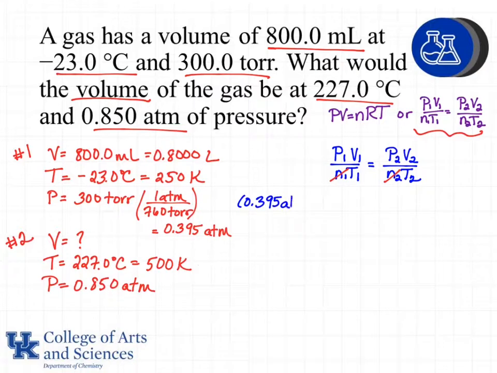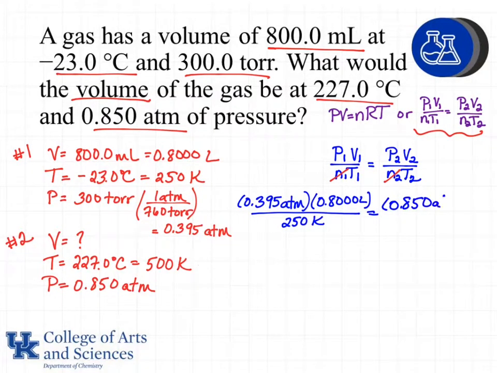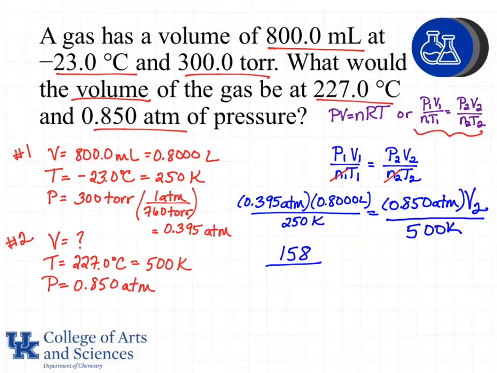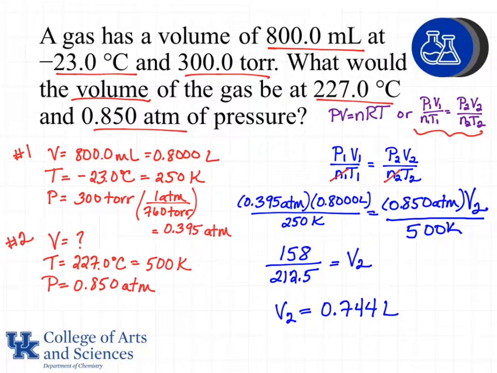Now I can plug in my pressure and volume and temperature for my initial conditions, and then plug in the pressure as well as the temperature and the V2 for my unknown for the final conditions. Now I take 0.395 times 0.8 times 500 and get 158. I take 250 times 0.850 and get 212.5, which is equal to my unknown volume. I simplify that and find that my unknown volume is 0.744 liters. Because my original volume was given in milliliters, I can also write that as 744 milliliters.